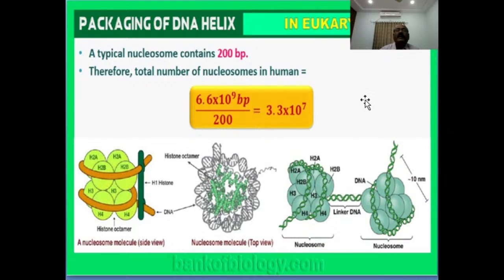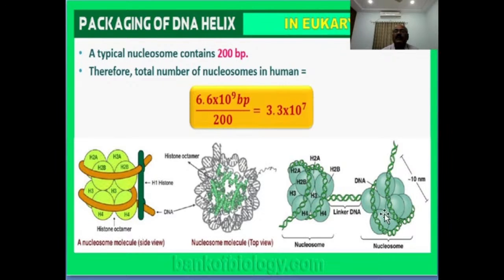A typical nucleosome contains 200 base pairs. So, this is one nucleosome, and this nucleosome possesses 200 base pairs. Therefore, the total number of nucleosomes in a human cell: each cell possesses 6.6 into 10 to the power of 9 base pairs, and each nucleosome possesses 200, so 3.3 into 10 to the power of 7 nucleosomes are present in each cell of a human being.